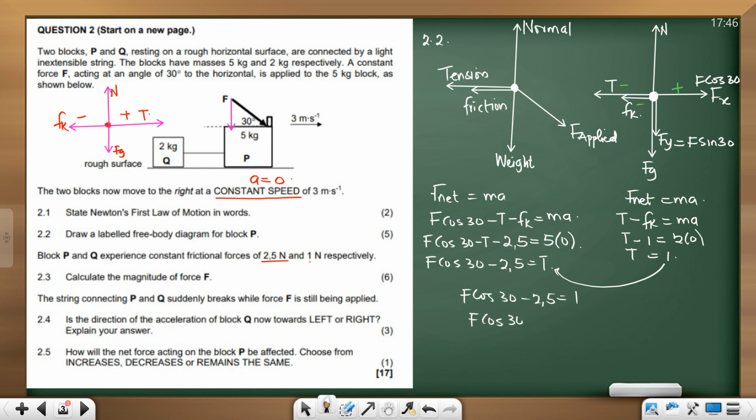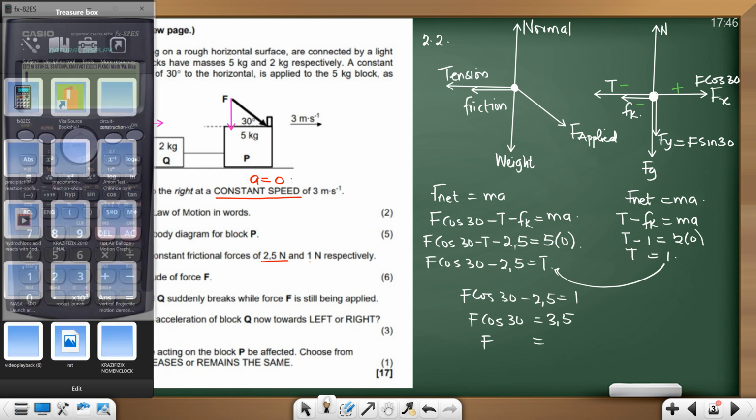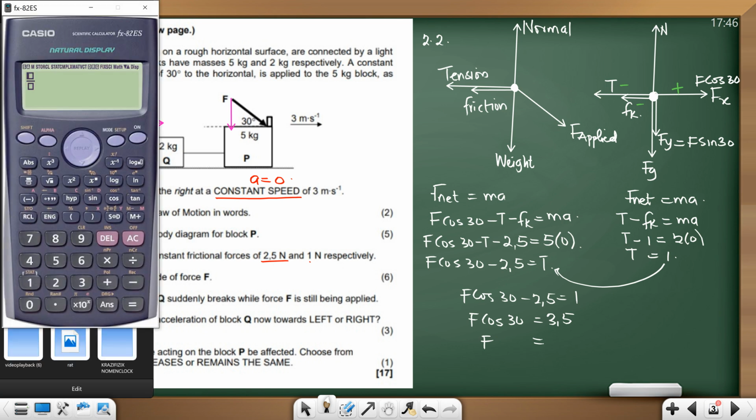F cos 30 equals 1 plus 2, can I just take two shortcuts there? That is 3,5. So what is F? 3,5 divided by cos 30. Let's see, because I remember the answers you gave me yesterday. Over cos 30.